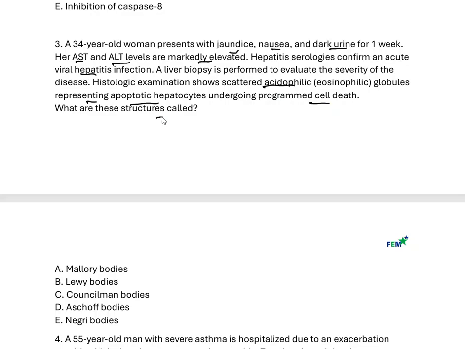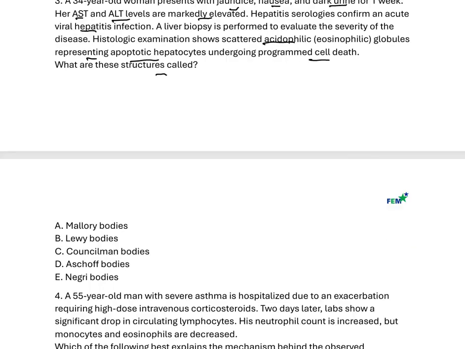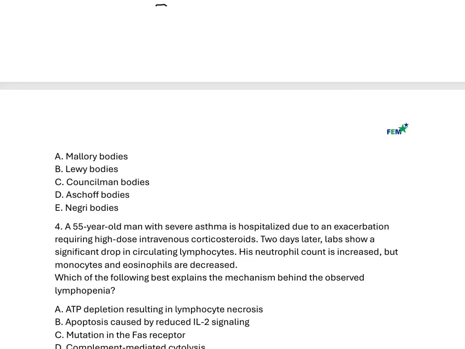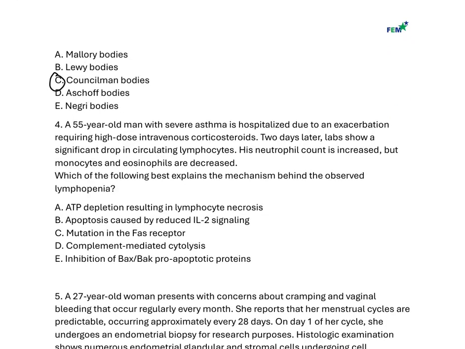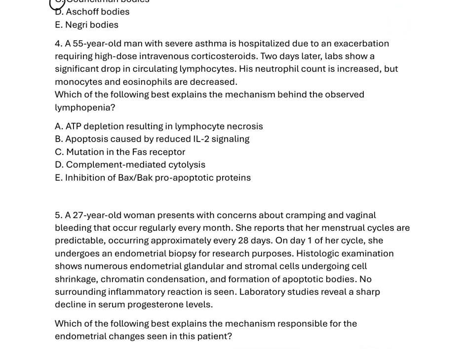What are these structures called, right? Remember, we've mentioned this in the class. These are apoptotic bodies, which are called what? Councilman bodies. So we call them Councilman bodies. So they are classically seen in viral hepatitis. Next question, guys. A 55-year-old man presents with severe asthma, hospitalized due to exacerbation requiring high-dose intravenous corticosteroids.